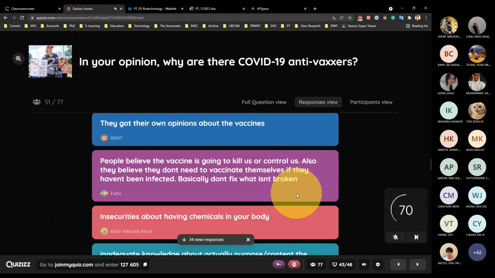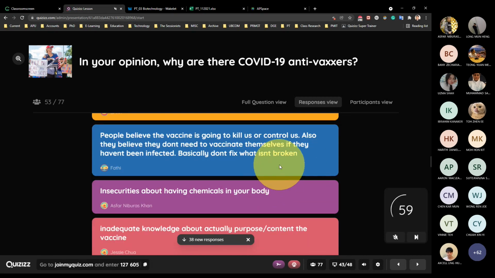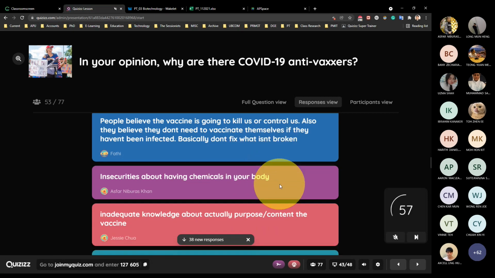So the side effects is definitely one of the leading answers and responses to this, because of what they have heard of people going through in terms of the side effects of taking certain types of vaccines and so on. Yeah.